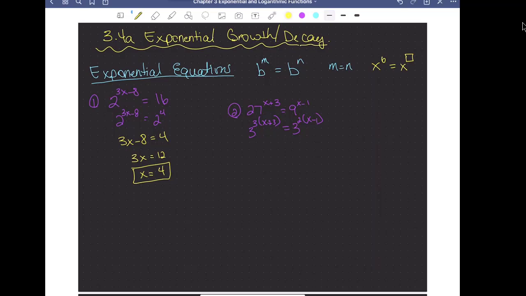Are my bases exactly the same? Yeah. So what do I know about my exponents then? They have to be equal. So what do I have? I have 3 to the x plus 3 equals 2 to the x minus 1. Okay. Do some fancy algebra. Use our little distributive property. 3x plus 9 equals 2x minus 2. I'm going to subtract 2x from both sides and get x, and then I'm going to subtract 9 from both sides and get negative 11. Okay. I just did 2 steps in one.